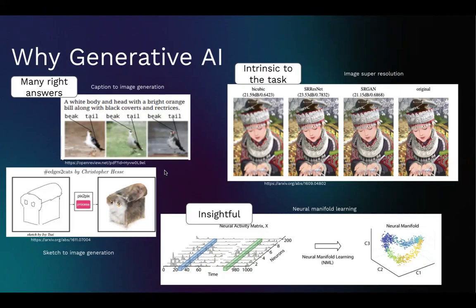And also, there are certain tasks that I think generative AI is just intrinsically good at doing. For example, this is image super resolution, and some of these images were generated using different generative AI models. Not only that, but we can use generative AI in a lot of ways in our lab. One interesting way would be something like neural manifold learning, or trying to understand latent dynamics in brain activity and things like that.